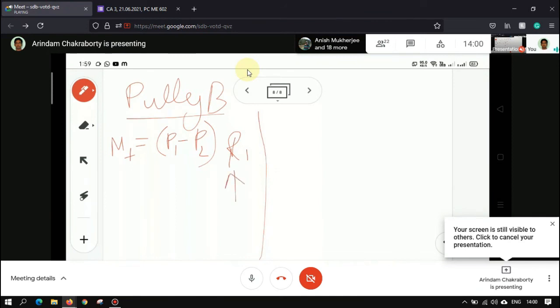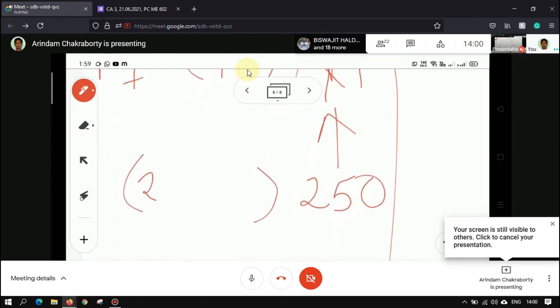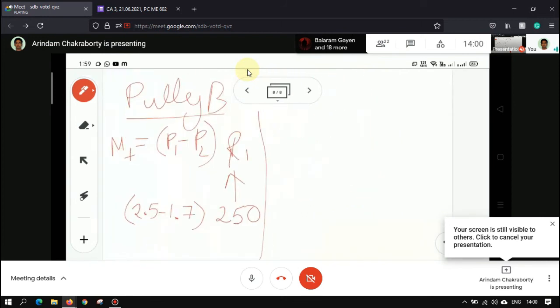Okay, now you can go to the question and you can see. I'll be sharing the question with you people. Now what is P1? P1 is 2.5 minus 1.7. Can anyone help me with the value? কেউ আমাকে আনসারটা বের করে দিতে পারবে? What would be the value for mt?